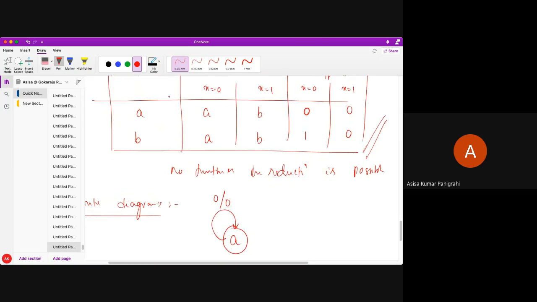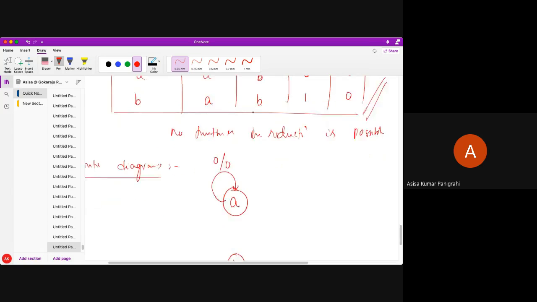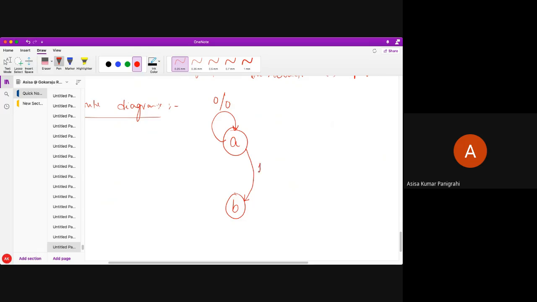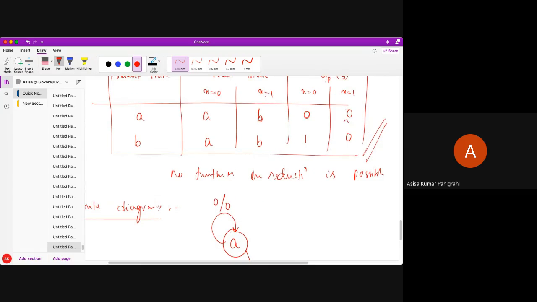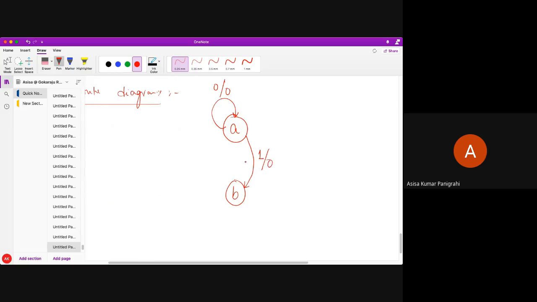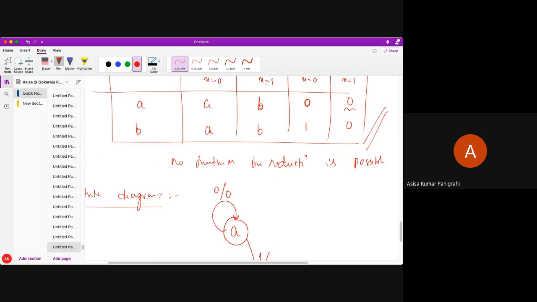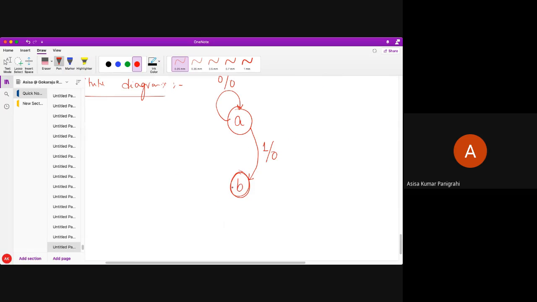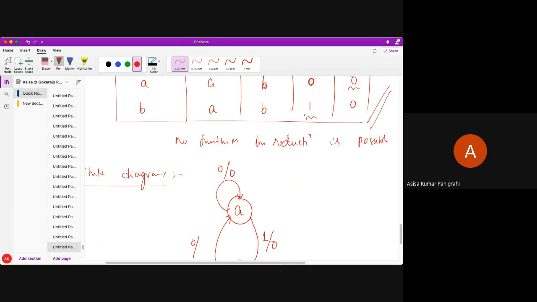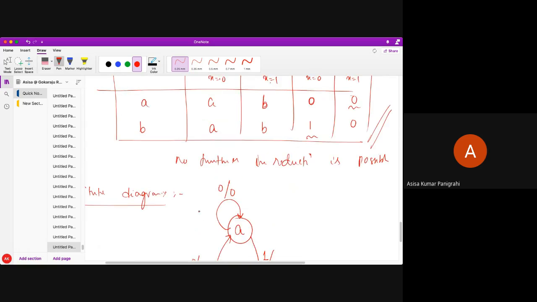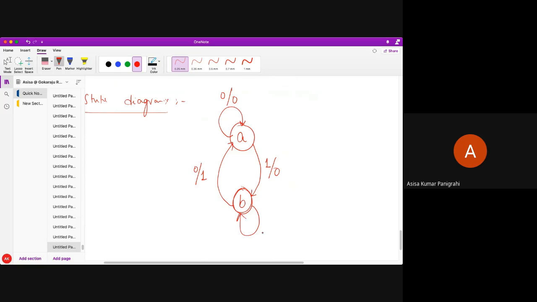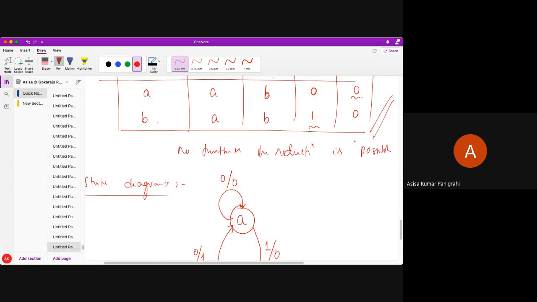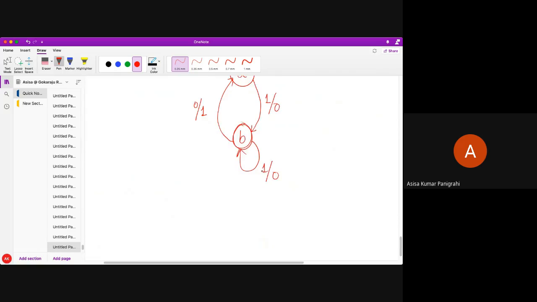Now for x equal to 1, I am going to next state B. And what is the output during that time? Output is 0. So this is 1 by 0. Now I am in present state B. For x equal 0, I am going to next state A, and my output is 1. So 0 by 1. For present state B, for x equal to 1, I am going to the same state B, and my output is 0. So this is my state diagram.